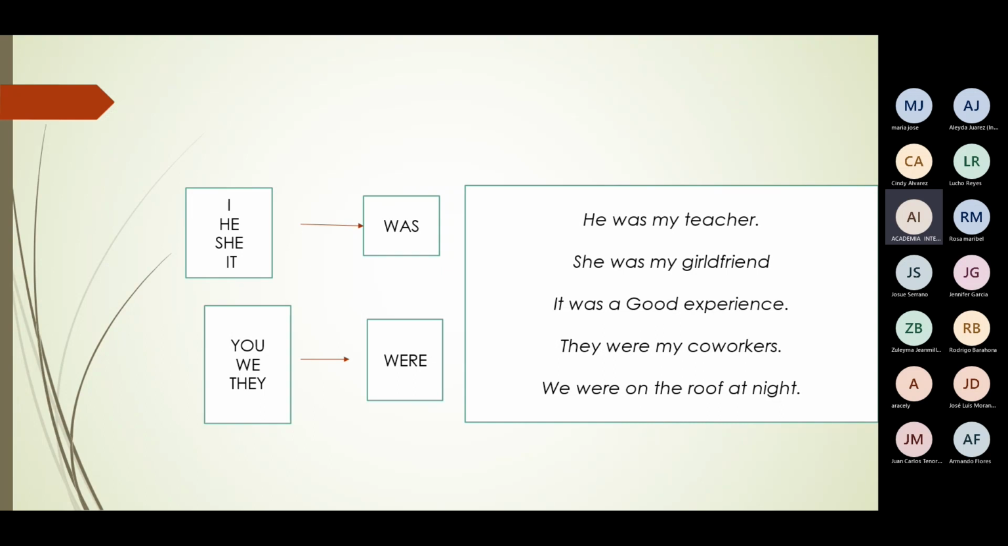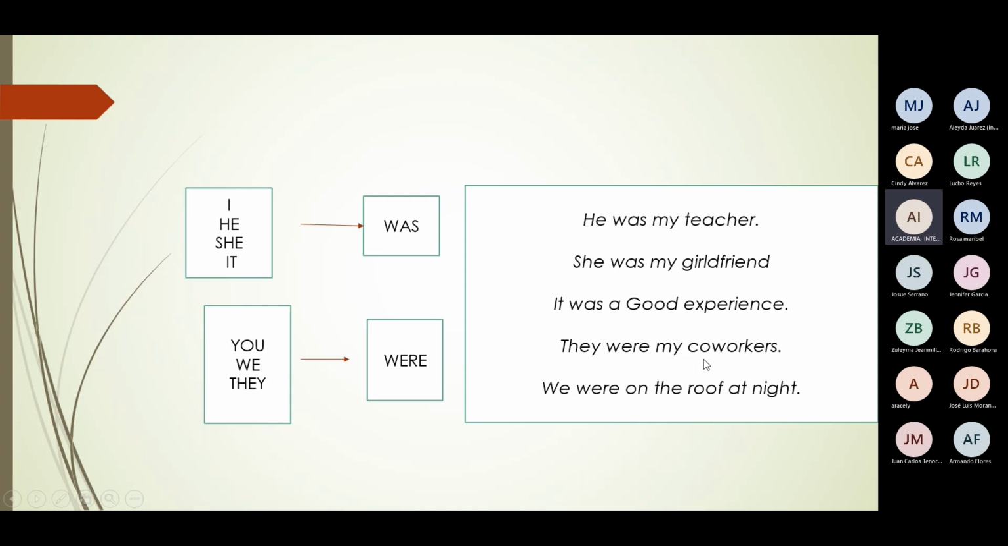So we're going to read just one more time. He was my teacher. She was my girlfriend. It was a good experience. In esta oración, I'm talking about something that maybe happened in the past. So maybe an experience that I had or a trip that I have with my friends or something like that. Algo que pasó, ¿verdad? Alguna experiencia que tuve con conocidos o amigos. It was a good experience. They were my coworkers. Ellos fueron mis compañeros de trabajo. Coworkers significa compañeros de trabajo, ¿verdad?